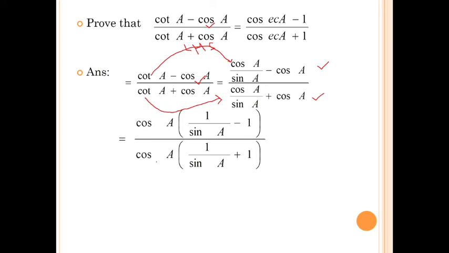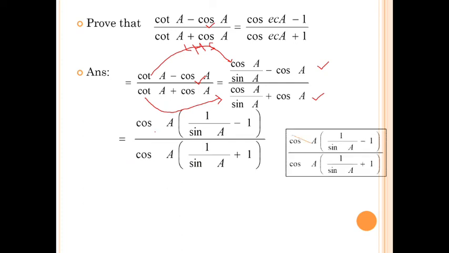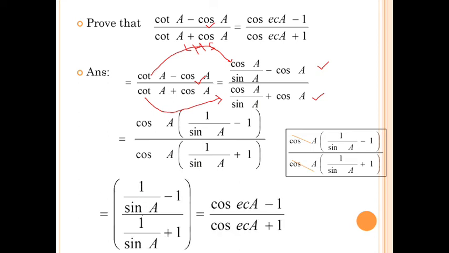Now we are having cos A in both numerator and denominator, so we will be cancelling both. So the equation becomes (1 by sin A minus 1) divided by (1 by sin A plus 1). What is that? 1 by sin A is always cosec A. So it is equal to (cosec A minus 1) by (cosec A plus 1). 1 by sin is replaced by cosec.